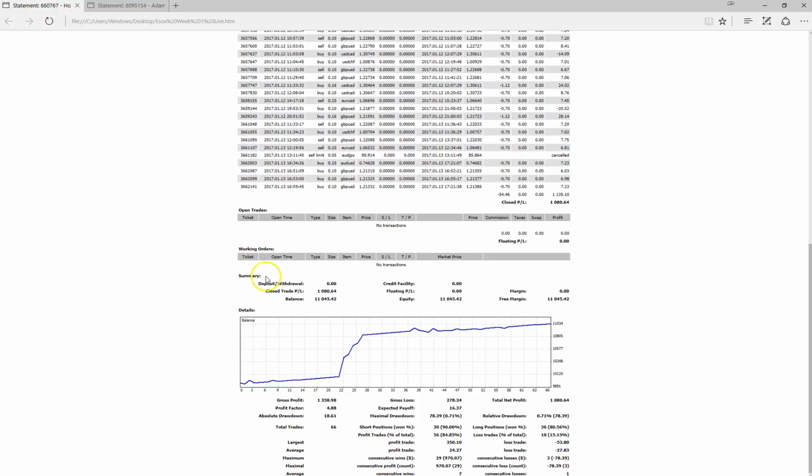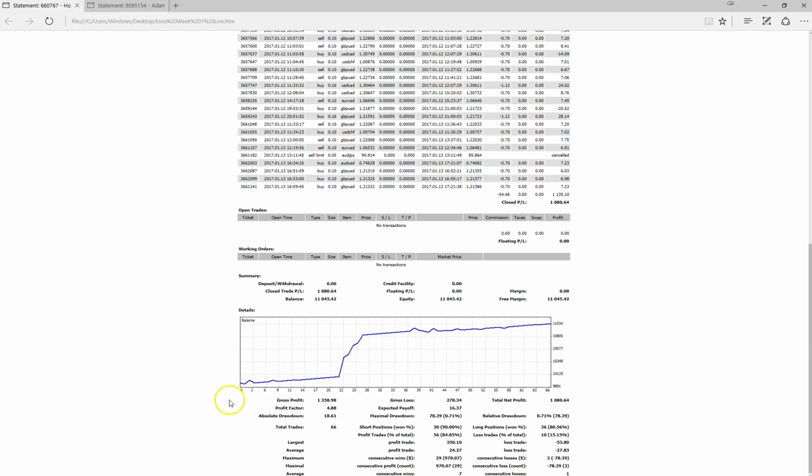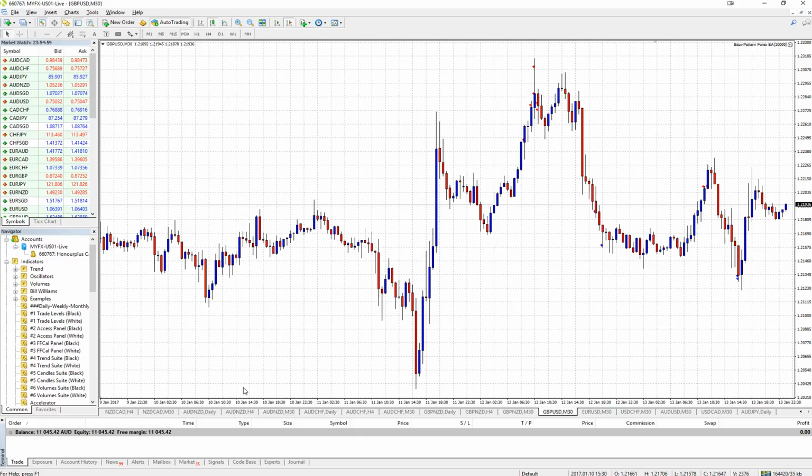But in summary, we'll just head across to our live account statement once again. As you can see, closed trade profit this week of $1,080.64 and closing balance this week of $11,045.42, which is this point here, which corresponds with our closing balance on the account. We started the week with $9,969 or thereabouts, and that equates to a gain of around 10.6% in 1 week. So there's only so much that the demo and back testing will achieve. There's obviously the real money, and the real results lie in live trading.